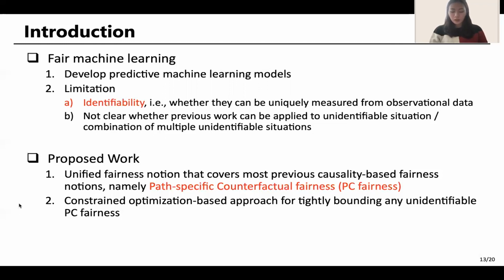To alleviate this problem, they define a unified fairness notion that covers most previous causality-based fairness notions, namely path-specific counterfactual fairness, also called PC fairness. To this end, they develop a constraint optimization-based approach for tightly bounding unidentifiable PC fairness.